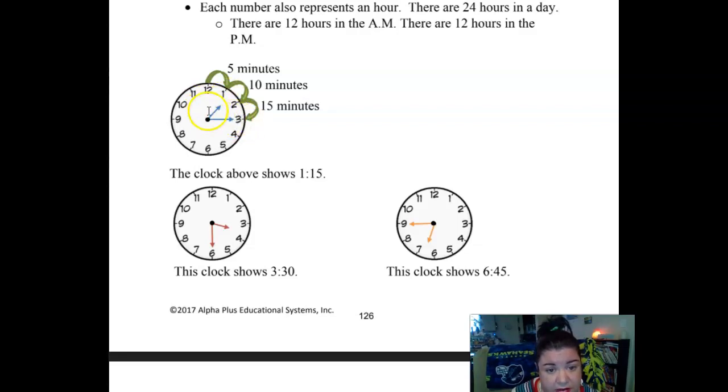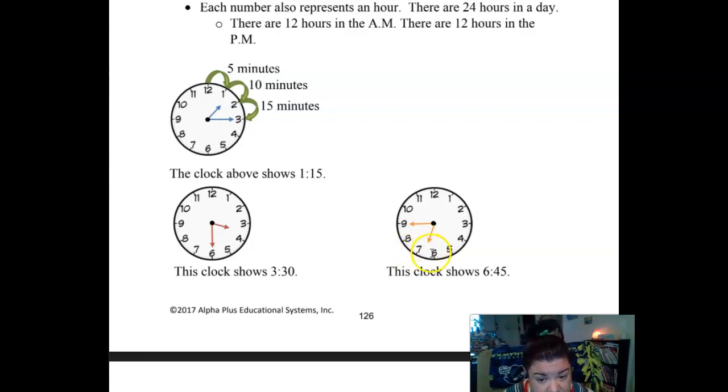Okay? So the clock above shows 1:15. Okay, so it's closer to the 1. So it's 1 o'clock, and then we have 5, 10, 15. So it's 1:15. Look at this clock. So we have to the 3, and then we've got to see how many to the 6. So 5, 10, 15, 20, 25, 30. So this shows 3:30. Okay, look at this clock. It shows 6 because it's not before.